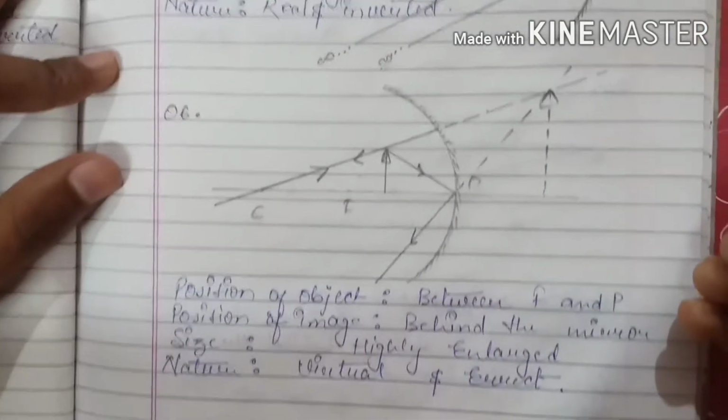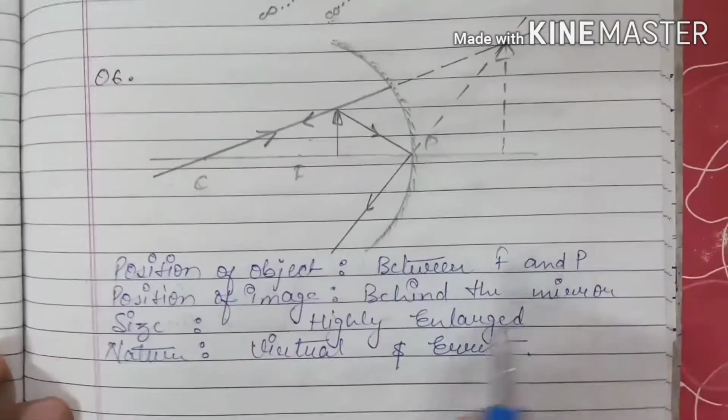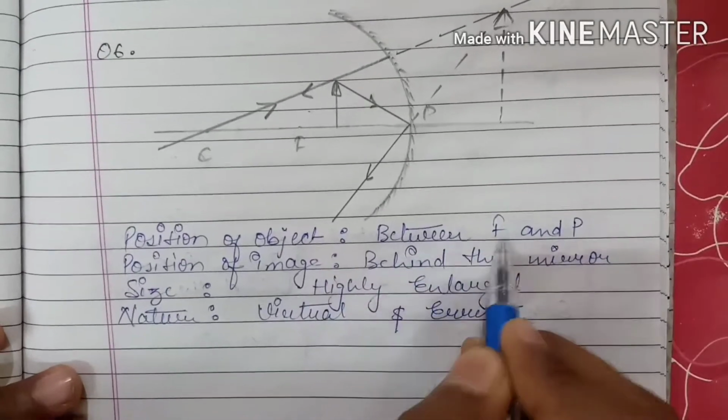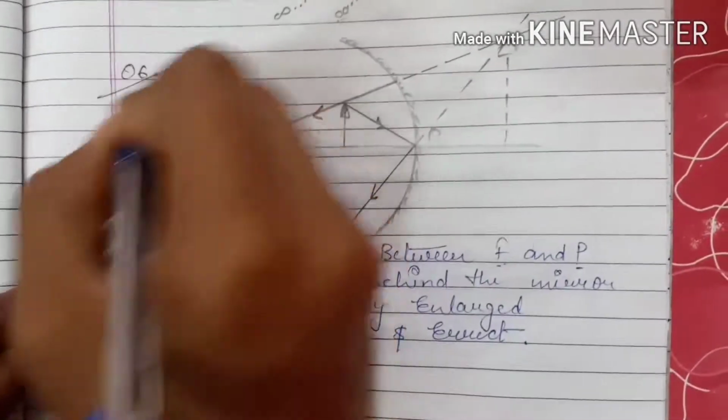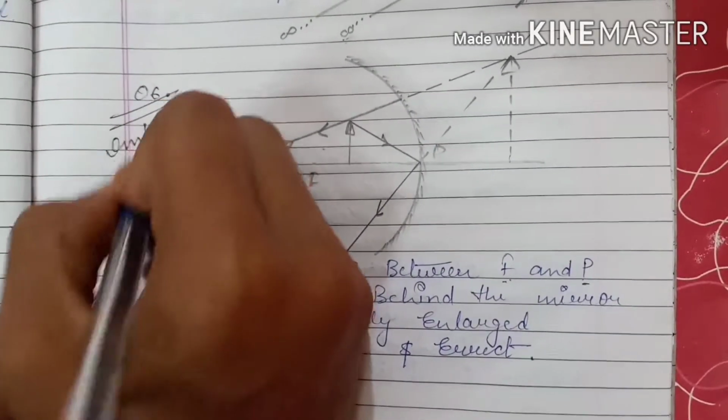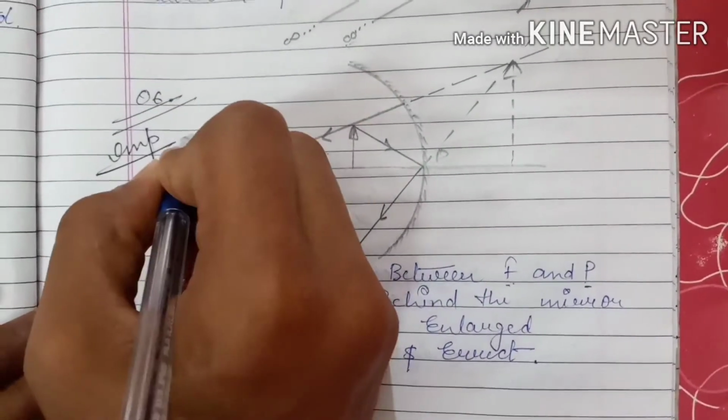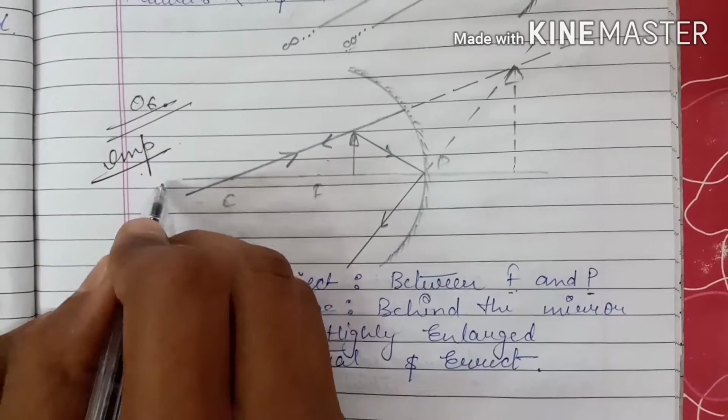Now the last and sixth case for the concave mirror is when the position of the object is between F and P, that is focus and pole. It is an extremely important case, as this case is asked every year in board exams. So please focus on this carefully.